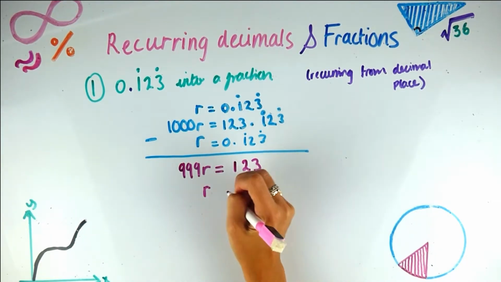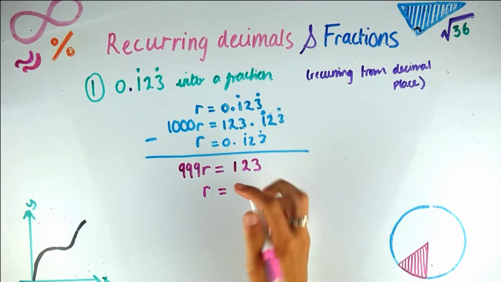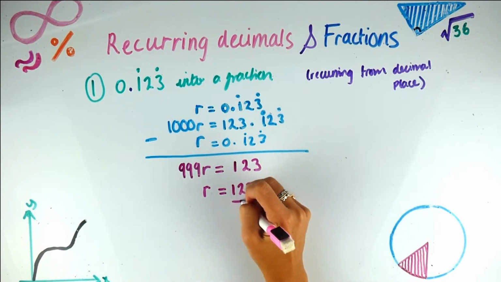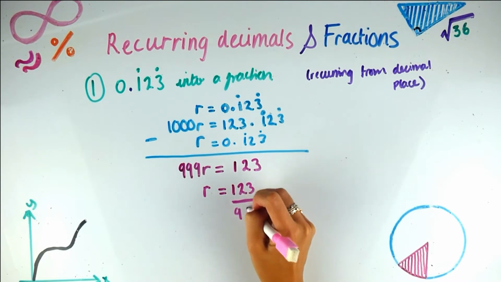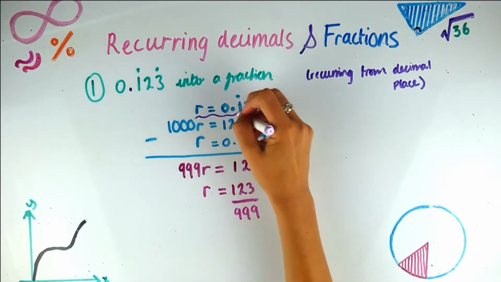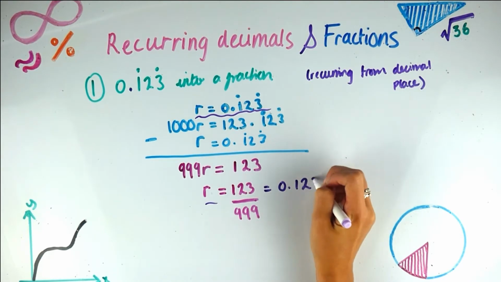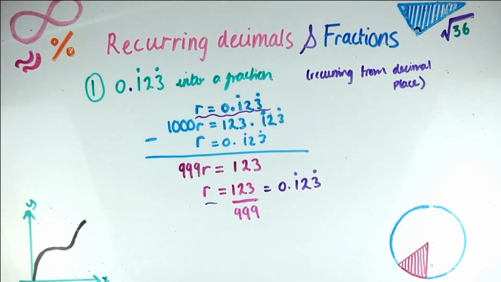Okay, now we rearrange to find r. So it's 999 on this side, multiplied, so when we take it over the other side we divide, we do the inverse. And then we have our answer, because this is r. R was this, and this is r, so you know that that fraction there is 0.123 all recurring.